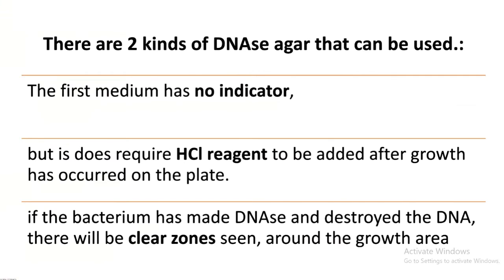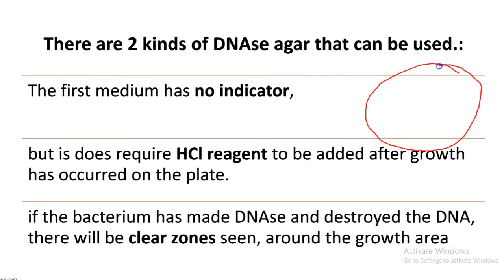There are two kinds of DNase agar that can be used, one with indicator and the other without indicator. The first medium which we are talking about has no indicator, but it does require HCl reagent to be added after growth has occurred on the plate. For example, this is a DNase agar and all over the plate it has DNA.